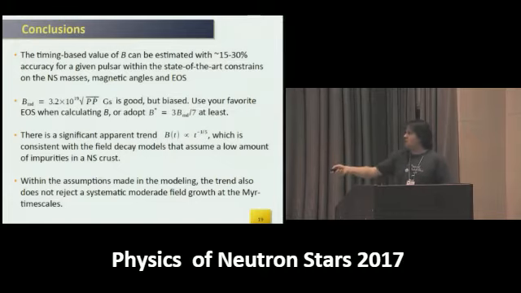And another conclusion, which is somewhat confusing, is that we cannot formally reject the moderate growth of the magnetic fields. By moderate growth, I mean 10% on the timescales of a few million years. So this is all. Thank you.